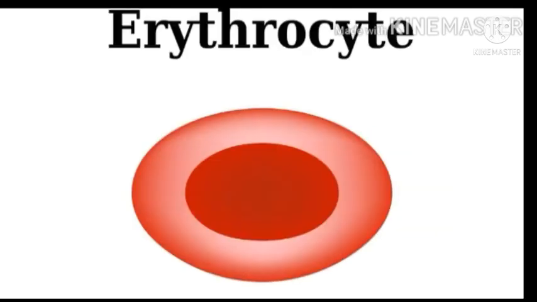Red blood corpuscles, erythrocytes, are oval shaped, circular, biconcave disc-like cells and lack a nucleus when mature. They contain a respiratory pigment called hemoglobin, which is involved in the transport of oxygen to tissues.